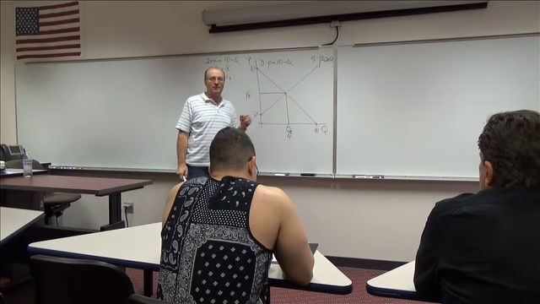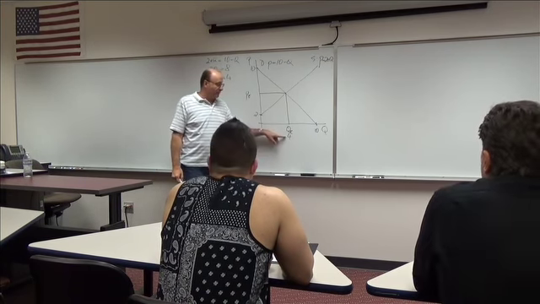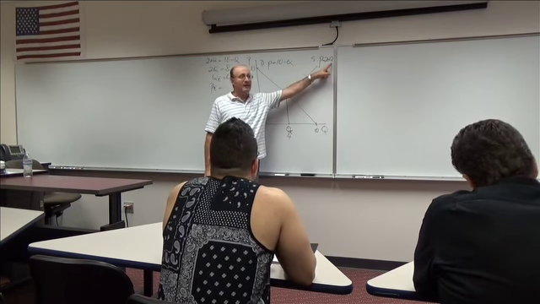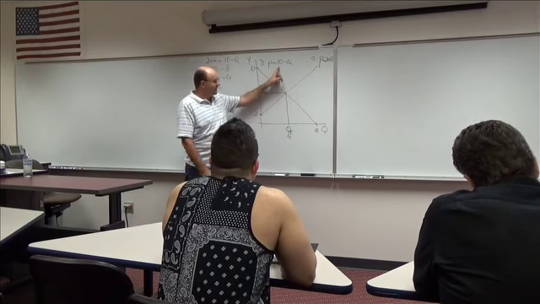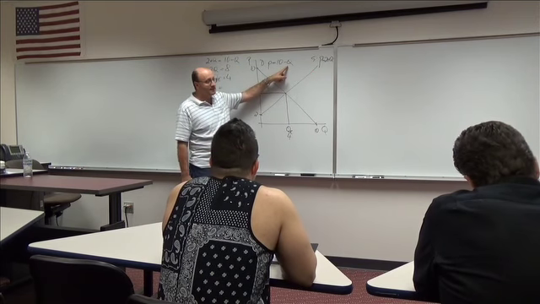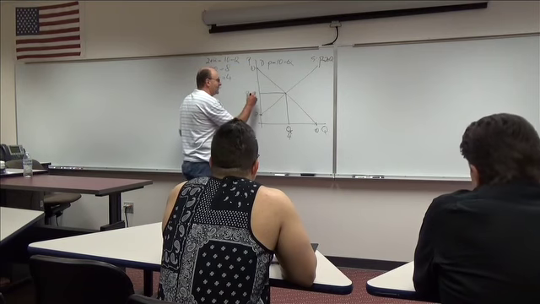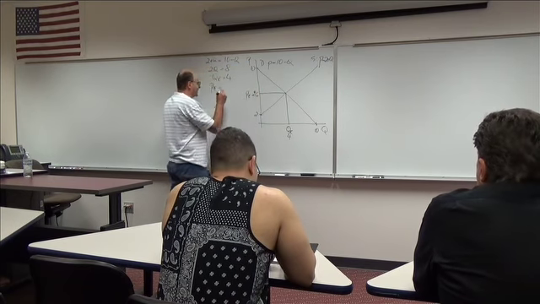How do we find equilibrium price? Plug in 4 to the equation. Plug quantity 4 into either demand for quantity or into supply for quantity, right? So 10 minus 4 is 6. 2 plus 4 is 6. So equilibrium price is $6.